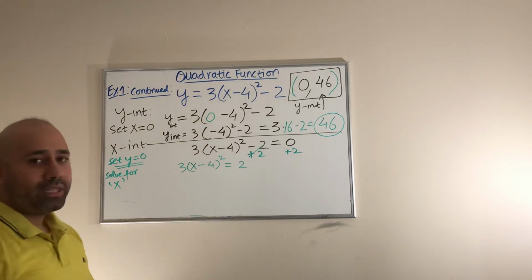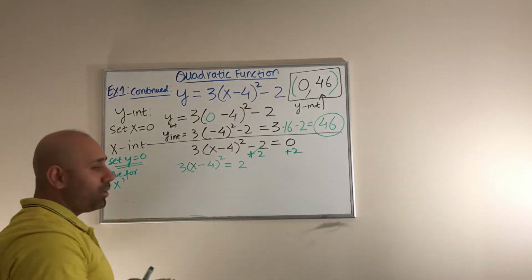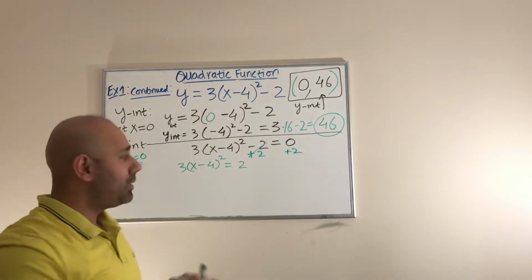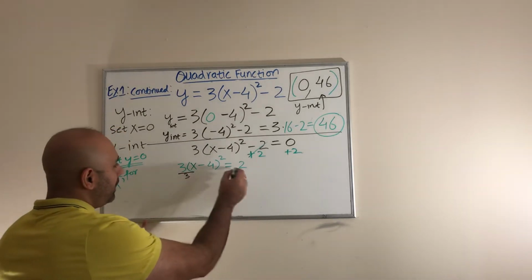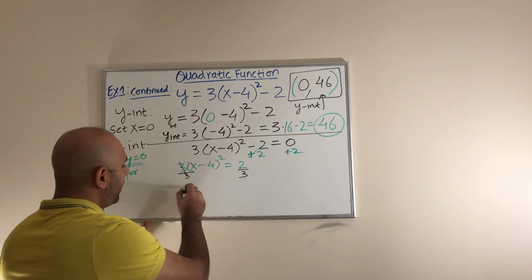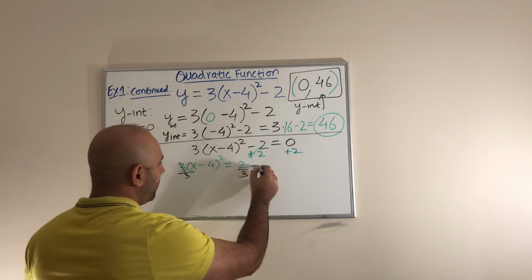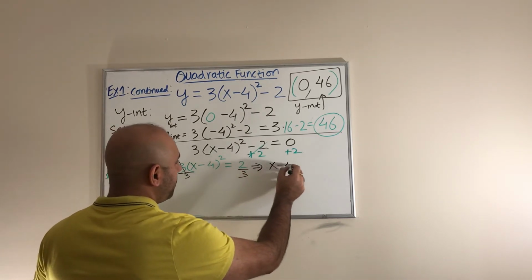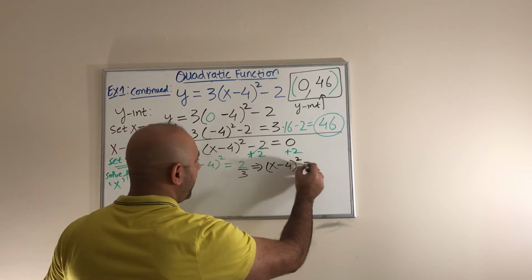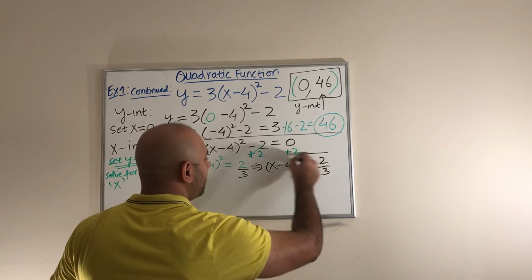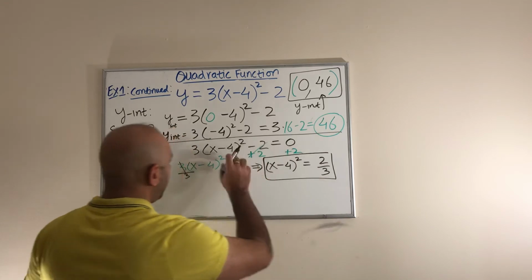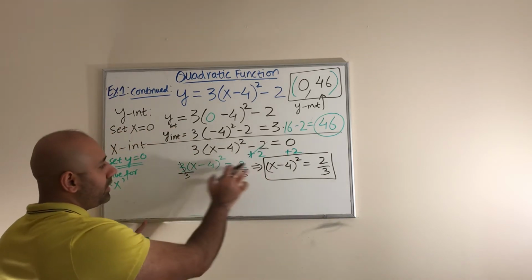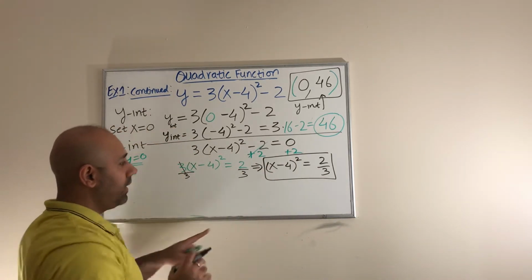So to get rid of that 3, since this 3 is multiplied, we have to divide both sides by 3. So I divide this by 3, divide this by 3, this crosses out. What do I have? I have (x - 4)² equals 2/3. Guys, once you get this, follow this step, then we get this step, and then you should focus on this equation right here.